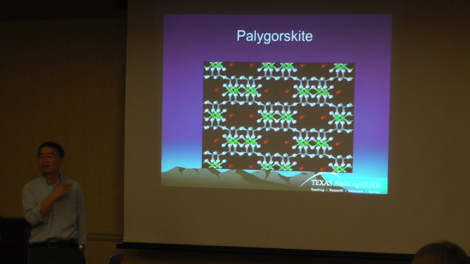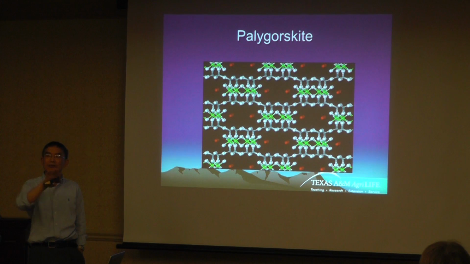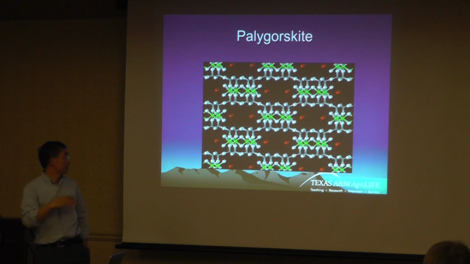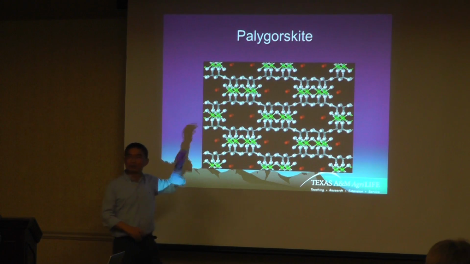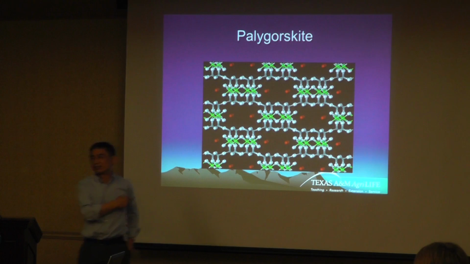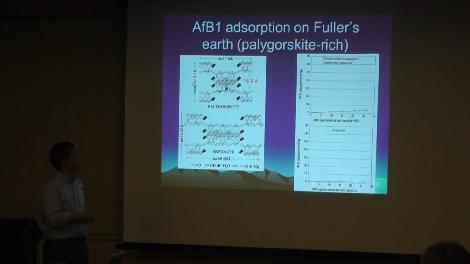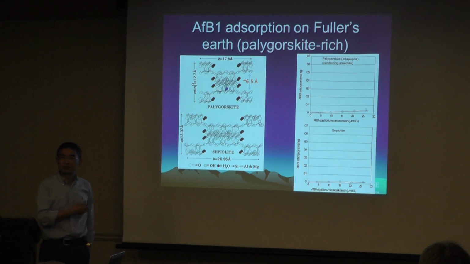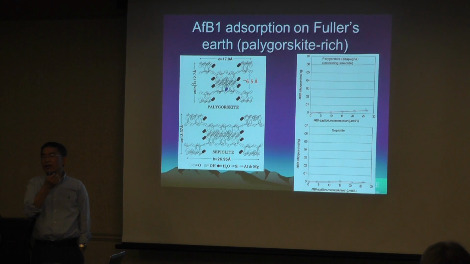This mineral has exactly the same 2 to 1 layer structure as smectite, but the difference is that it is a modulated one. After a few units, the structure flips, so they form a tunnel structure, with the long axis perpendicular to the screen. So we have tunnels in this structure. The tunnel height is about 6.45 angstrom, so only about 4 or 5 angstrom of space is available for aflatoxin to go in.